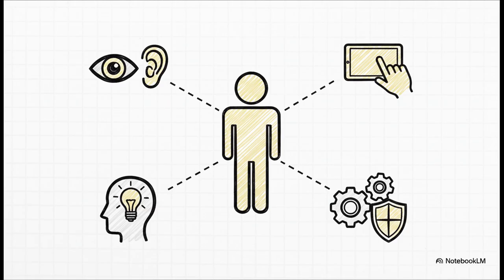The Web Accessibility Initiative lays out these 4 core principles. Can people perceive the content? Can they operate the interface? Is it understandable? And is it robust enough to work on all sorts of devices? It's all about ensuring the web is built for people of all abilities, period.